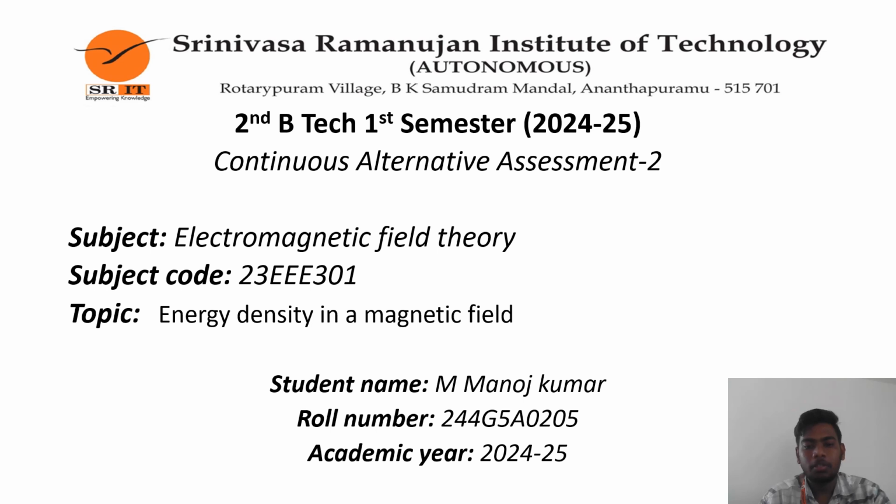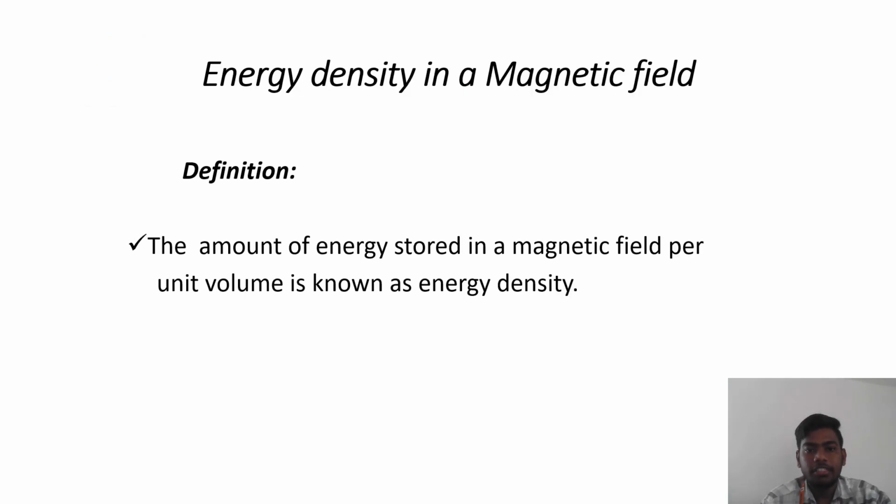Today I am going to explain a topic, energy density in a magnetic field, for CA2. Energy density in a magnetic field. Definition: the amount of energy stored in a magnetic field per unit volume is known as energy density in a magnetic field.